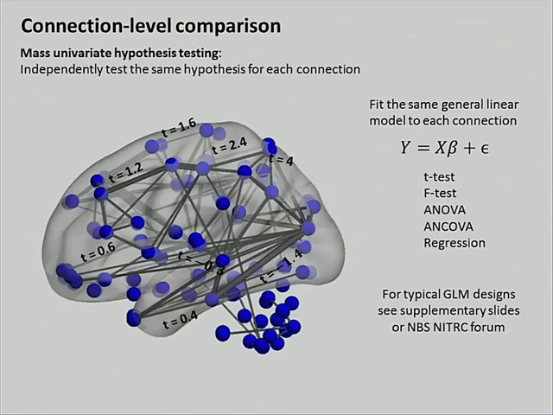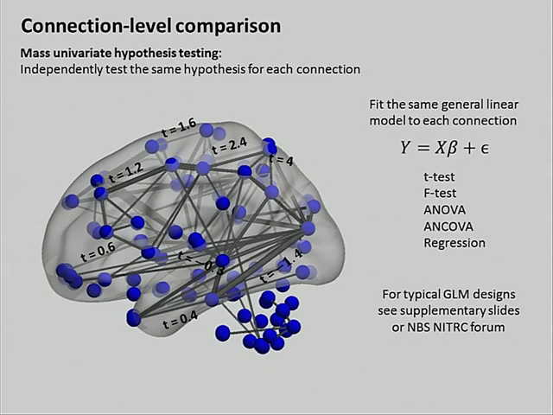So a very simple way of performing connection level comparison is with mass univariate hypothesis testing. So what is that? Well, very simply, we choose our statistical model. This could be a t-test if we're looking at between group differences, an ANOVA, ANCOVA, perhaps a regression or a correlation. And we fit that model, we test that model at each connection in our connectome. And this is done independently for each connection.